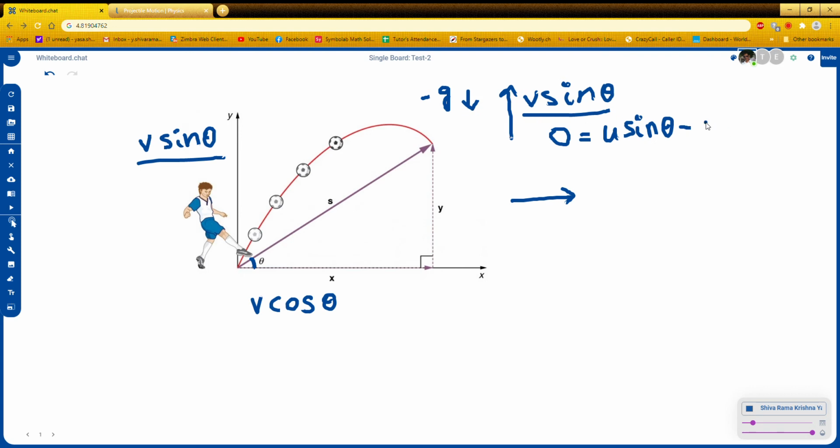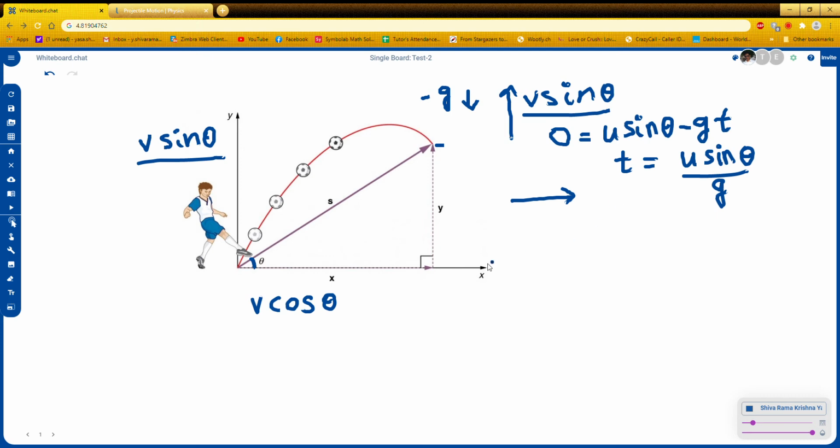A is minus g, so minus g into t. Here you can easily find the time taken to reach the maximum height, that is this point: time is equal to u sin theta by g. Now what is the total time taken by the body? It will go up and come down. For going up it needs this much time, and symmetry tells that for coming down it should take the same amount of time.